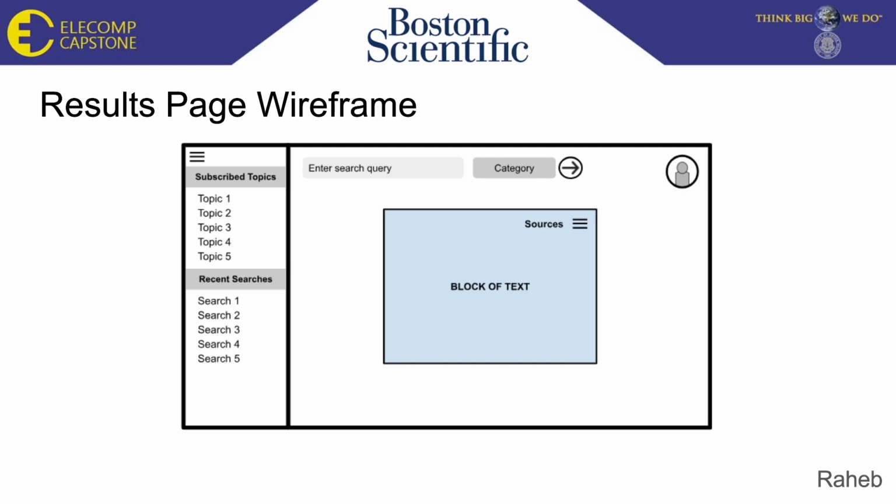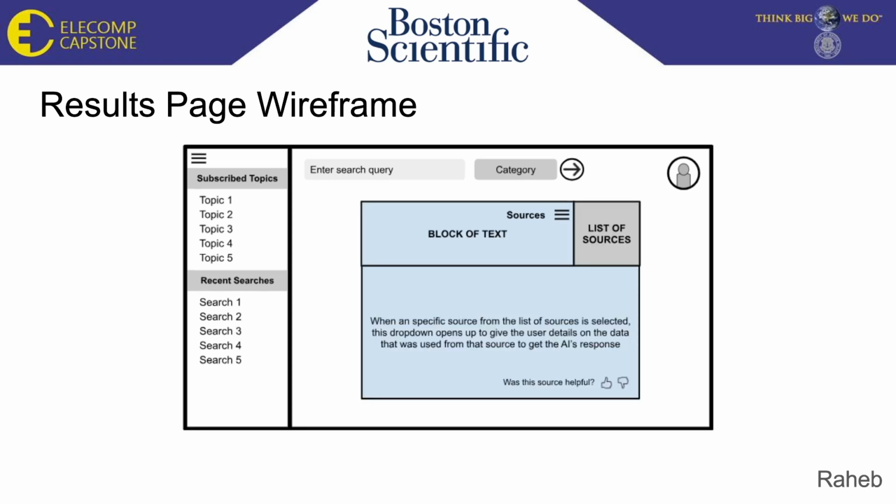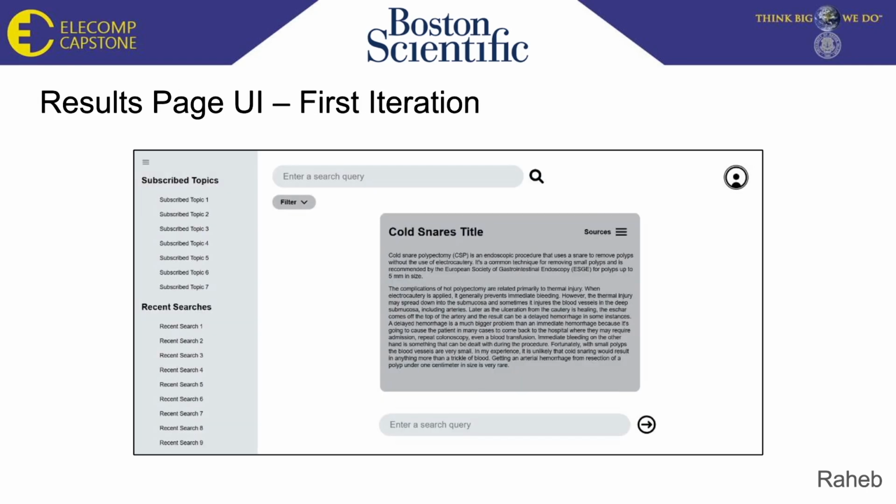And there is also a sources button on the right where when the user presses that, it will list out the specific sources that the AI used to formulate its response. And if you press a specific source from that, then it will bring up a generalized piece of text going into what information was pulled from that source and why it was useful. And the user can then rate that information on whether or not it was helpful.